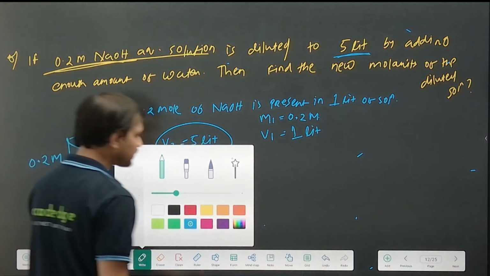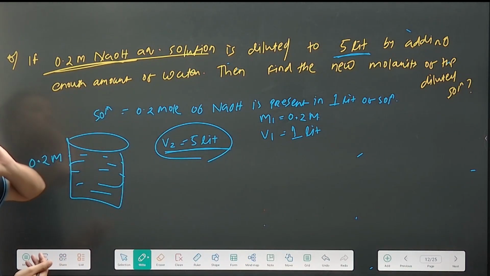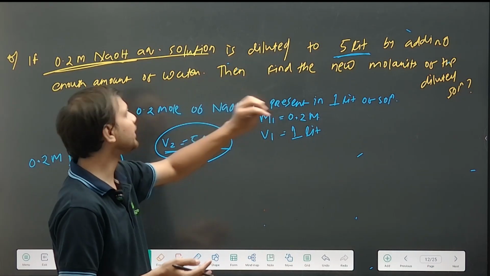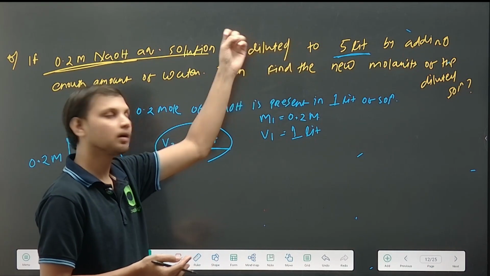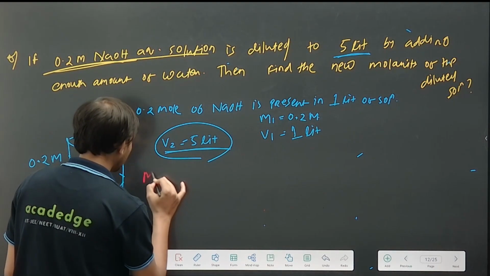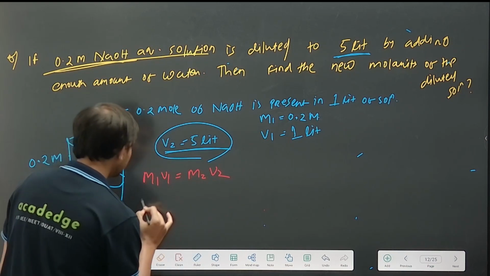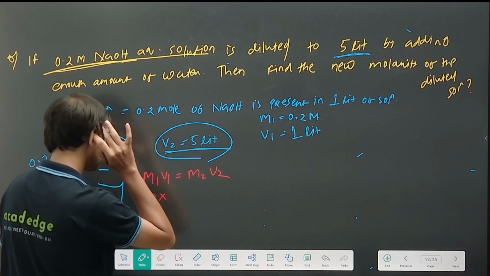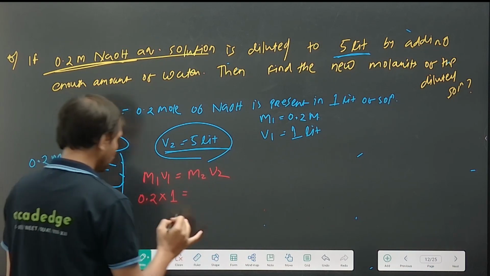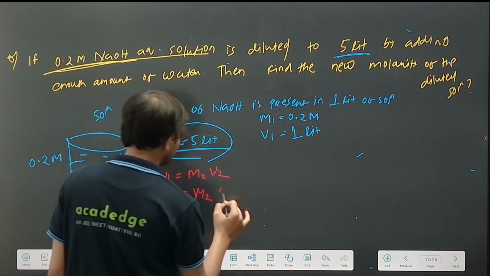So I'm putting the formula. By diluting it, the 0.2 moles of sodium hydroxide is not going to change. That will remain the same no matter till which volume we are setting it up, right? So here also I am taking the formula M1V1 equals M2V2. M1 is given to you as 0.2 molar, and the volume is given as 1 liter. M2 is what is asked, so I need to calculate it, with V2 being 5 liter.